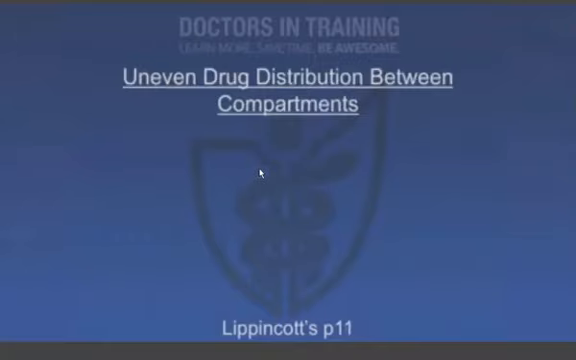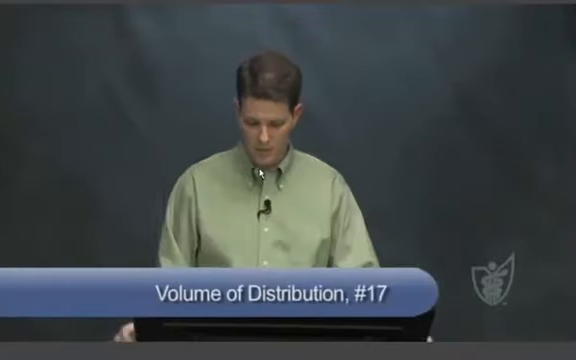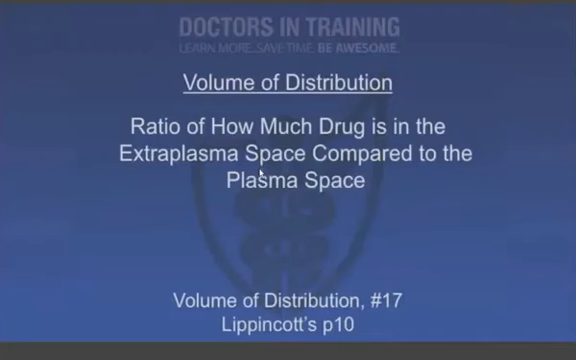Now, we need to talk about what happens when there's uneven drug distribution between compartments. So this apparent volume of distribution we've been talking about assumes that the drug is confined to just one compartment. But we already said that's not the case. You know, there'll be a little bit of the drug in the plasma, and a little bit of the drug in the interstitium, and maybe some of the drug in the intracellular fluid. So the volume of distribution is not a real physical volume, but it's a ratio of how much drug is in this compartment and how much drug is in that compartment. It's a ratio of how much drug is in the extra plasma spaces compared to the plasma space.